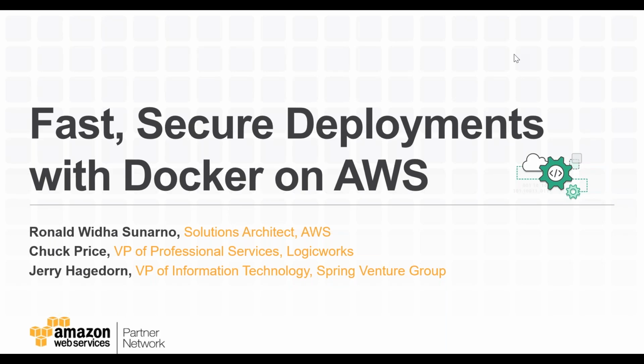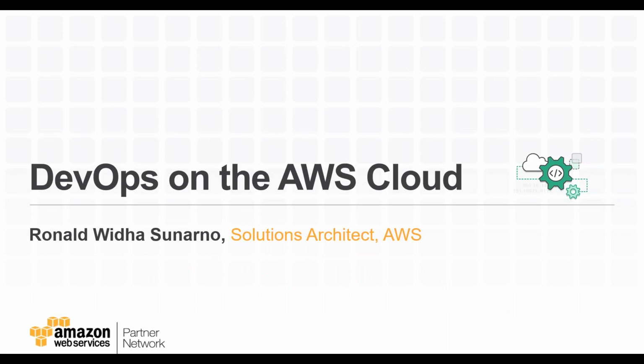Today, I'm joined by Chuck Price, VP of Professional Services at Logicworks, and Jerry Haggerden, VP of IT, Spring Venture Group. Now, the words DevOps and container architecture have been thrown around by many people in the industry. In the next hour, we're going to spend some time talking about what DevOps actually means to an organization, what problem it solves, and a look at how to enable such capabilities on AWS. Then we will also follow up with adding containers into that mix, how using container technologies like Docker can further enhance our DevOps tooling. So let's first start off today's topic by looking at DevOps on the AWS cloud.